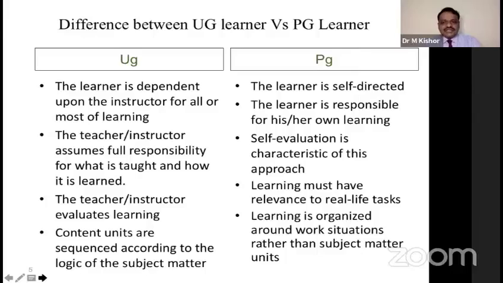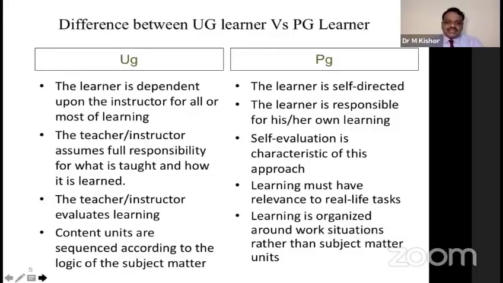Next, we need to understand how adult learning in terms of undergraduate and postgraduate learning is different. Since most of us teach in medical colleges, we will be simultaneously dealing with undergraduates and postgraduates. Now the question is, should we use the same logic of teaching for undergraduates and postgraduates? The answer is no. In the undergraduates, most learners are dependent on the instructor for all or most of the learning, whereas in post-graduation, it is self-directed learning.